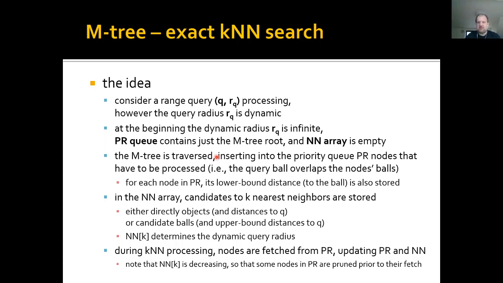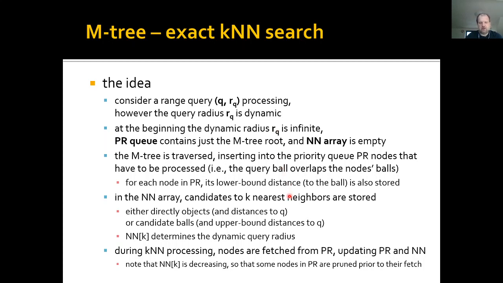During this process, both the dynamic radius, that is the radius to the kth nearest neighbor candidate, and the PRQ are updated. We also keep information for each request in the PRQ, which is the lower bound to the node, to the ball. If the lower bound is larger than the dynamic radius, that means it is outside of the query ball and can be filtered out. This is the basic principle of how the algorithm works.